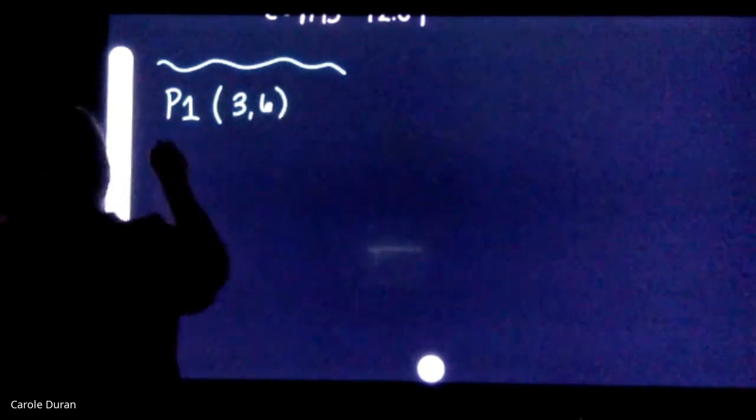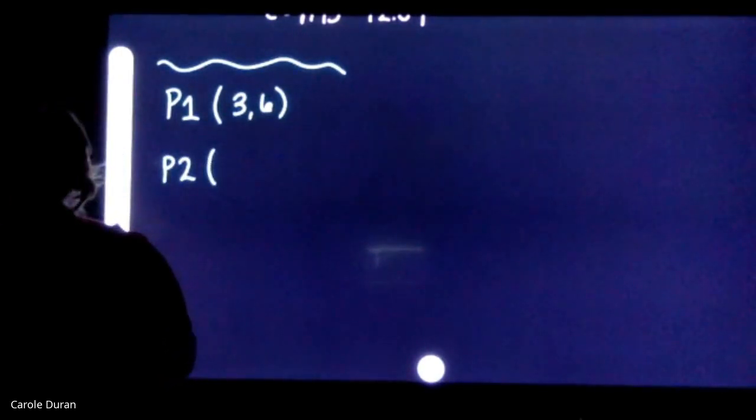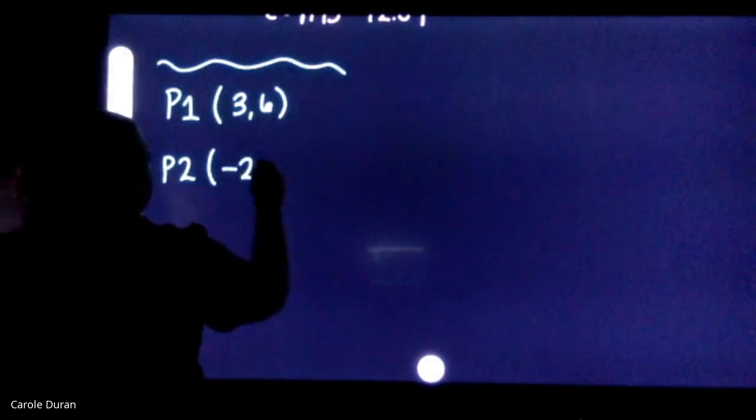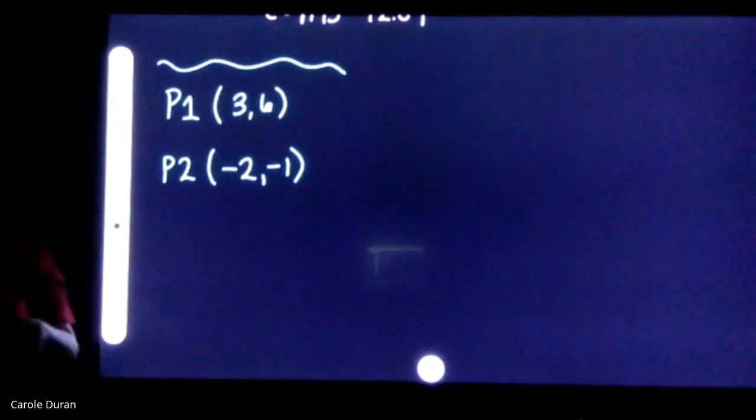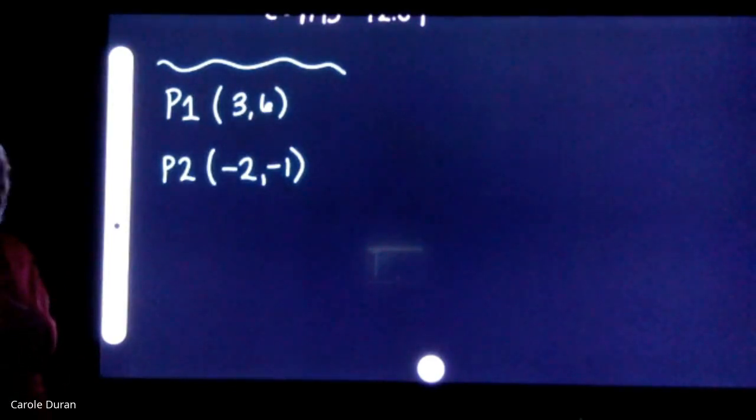Okay, so our next example, we're going to be finding the distance between 2 points again. I'm going to have point 1 has the coordinates 3, 6, and point 2 has the coordinates -2, -1. And I would like to find the distance between those 2 points. Just like before, the first thing I'm going to have to do is graph this.